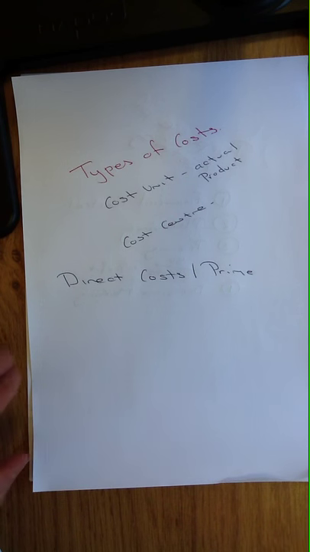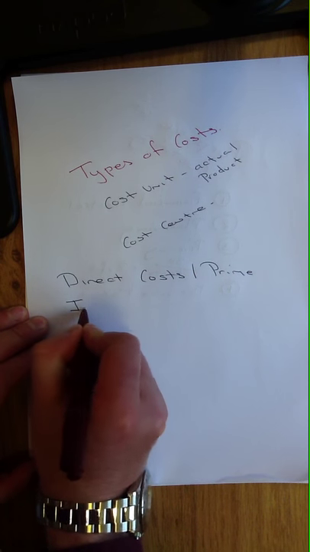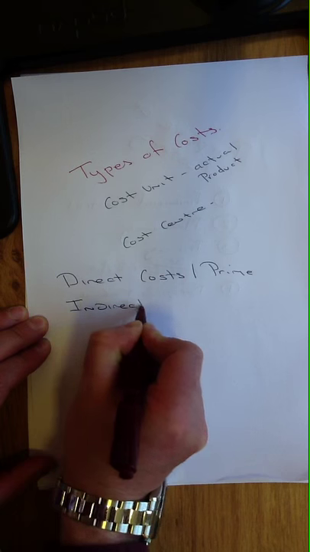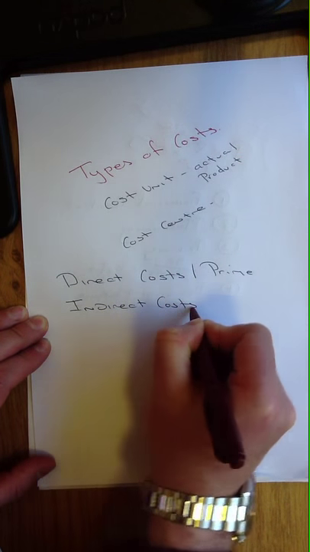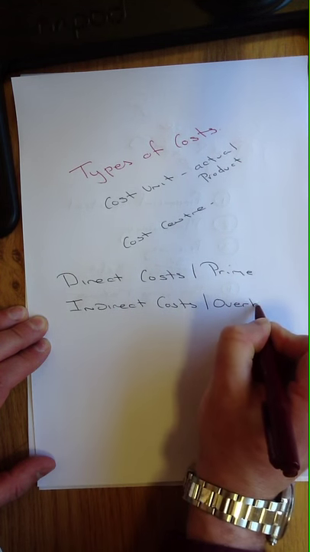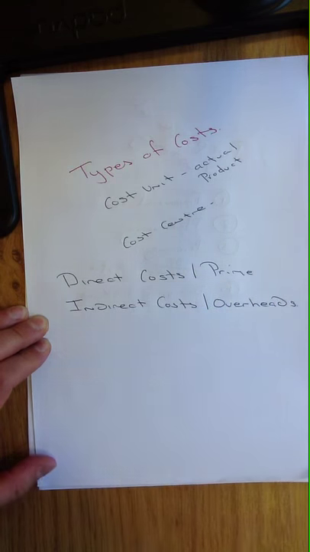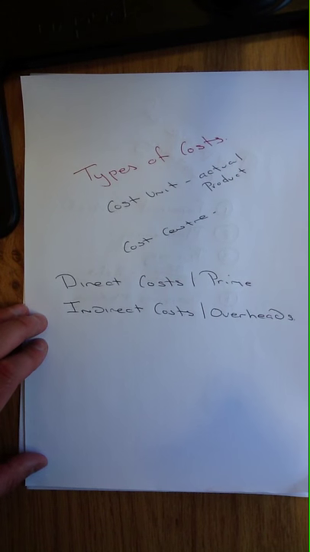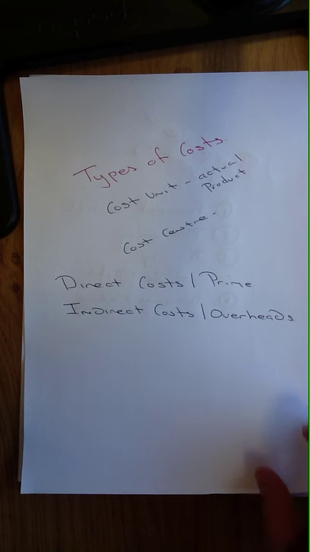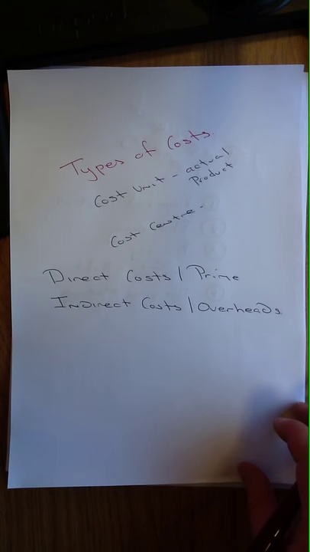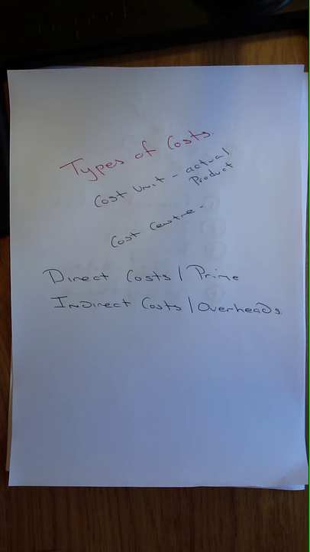For example, materials. The second group of costs is your indirect costs, also called overheads. These are all the other costs that exist in a business. For example, the rent, the rates, the insurance. These costs do not vary directly with production. So if the business is closed, these costs still have to be paid. They cannot be definitely traced to a particular product.